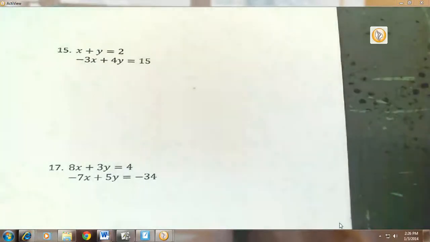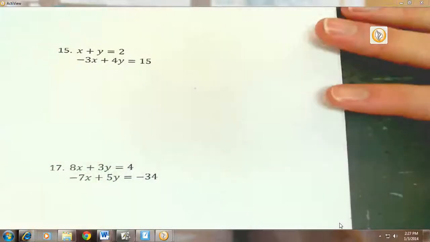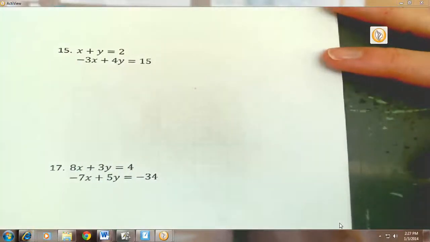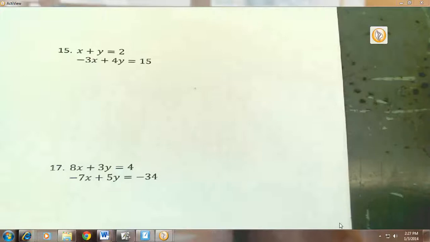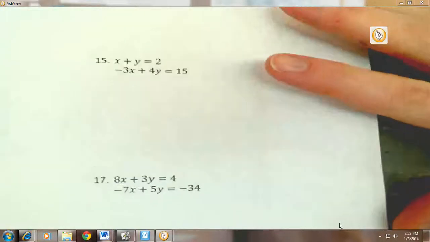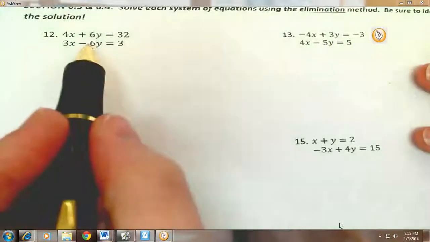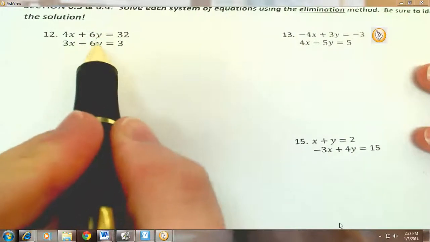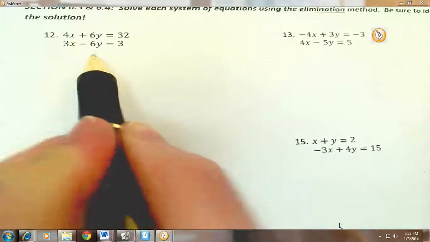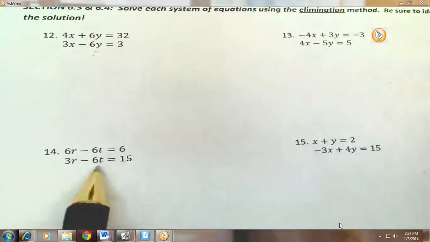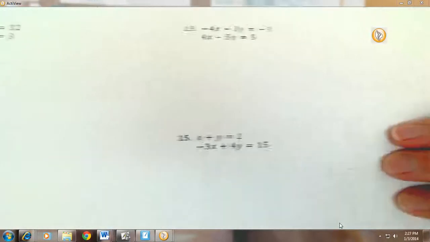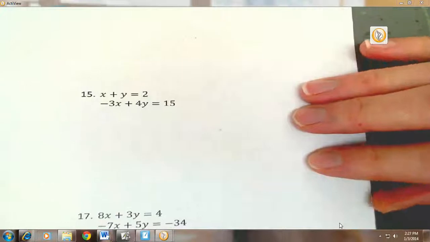In this section of your assignment, we're looking at sections 6.3 and 6.4, which are solving equations using the elimination method. In elimination, we are looking to get opposite terms. Sometimes the problems will already have opposite terms. For example, look at number 12. Number 12, you'll notice that we have opposite terms in our equation, 6y and negative 6y. So I don't need to do anything to my equations. Now, in 14, we have negative 6t and negative 6t. Those are not opposite terms, so I will need to do something to at least one of those equations.